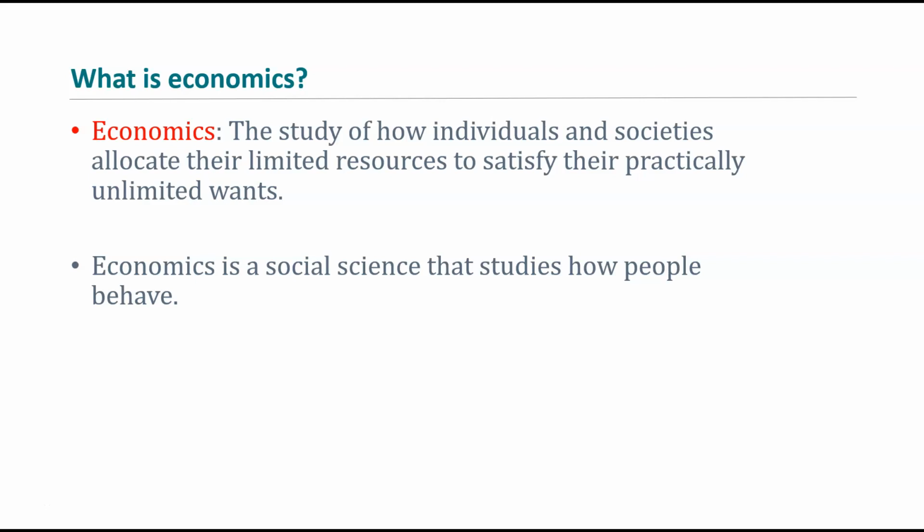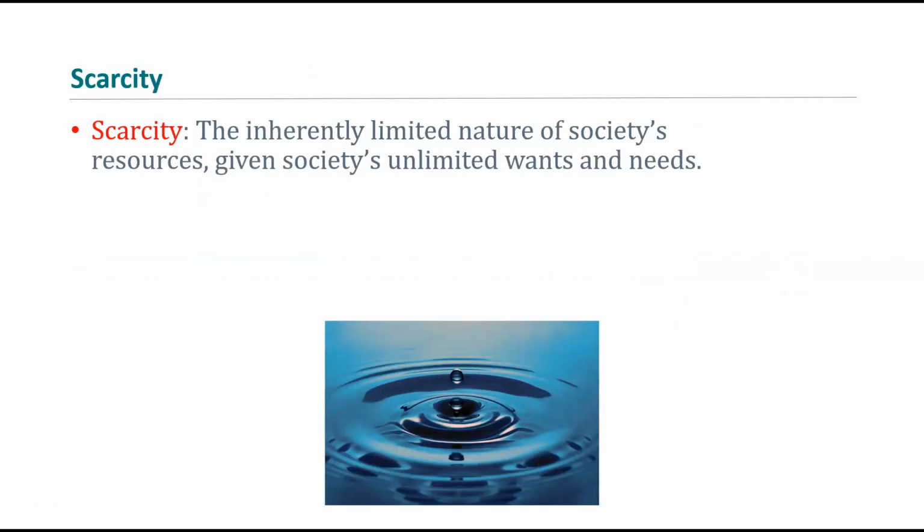Another way of saying what economics is, is to say that it's a social science that studies how people behave or how people make decisions. So let's break this down a little bit more. Economics is the study of how individuals or societies allocate limited goods to their nearly or practically unlimited wants. We have limits on goods because of something called scarcity.